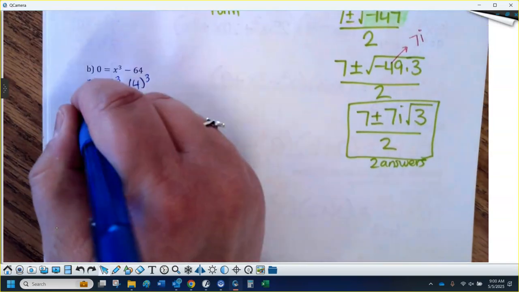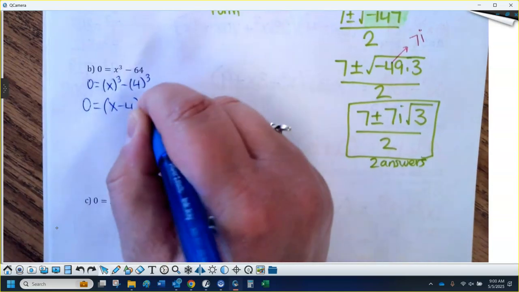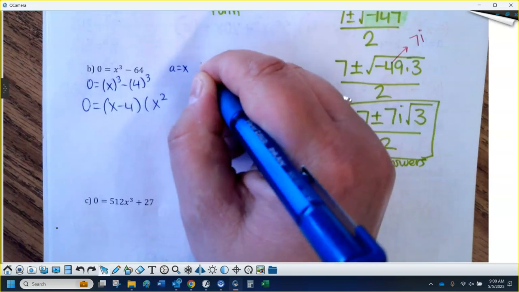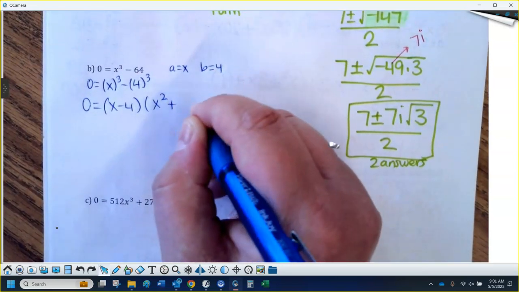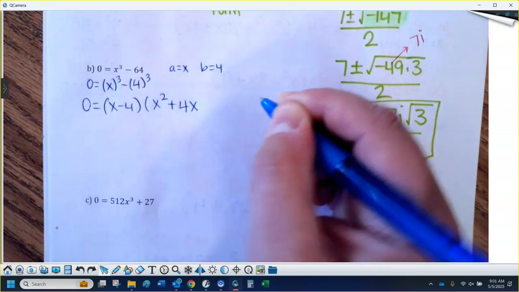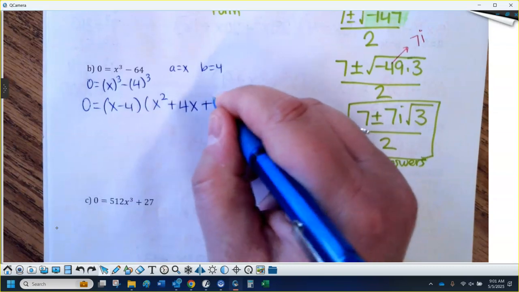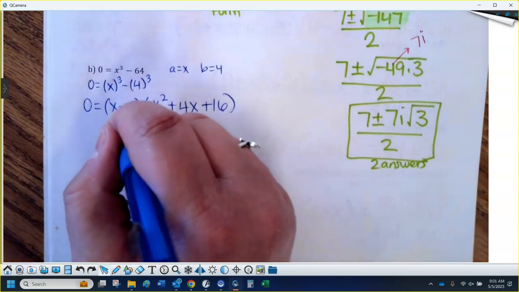Now, my factored form is going to be a minus b. So it'd be x minus 4. And then it's a squared, which would be x squared. A is x here, and b is 4. Now, this one's a plus. A times b would be 4 times x, so 4x. And then b squared is 4 squared, which is 16. Okay, should have 3 answers because it's x to the third. The first one's easy, so you just got x minus 4, so just 4.